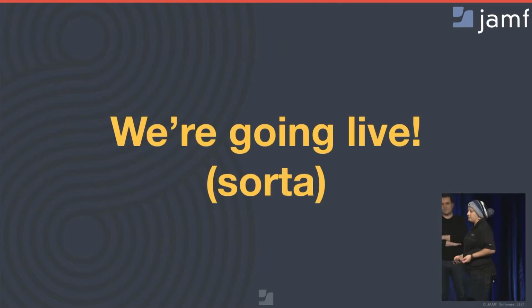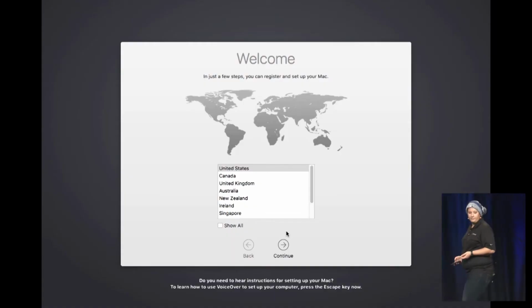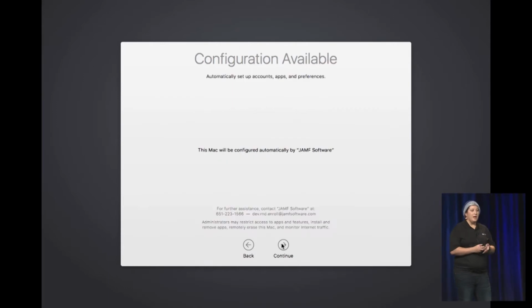So without any further ado, we're going to go ahead and show you what this looks like for the end user. So here I have my computer, and I'm going to go ahead and have this wiped. I'm going to select my country, select my keyboard. In this configuration available that you see here, this lets us know that our computer has communicated back to Apple and has seen that it has special instructions. So I'm going to hit continue on this.